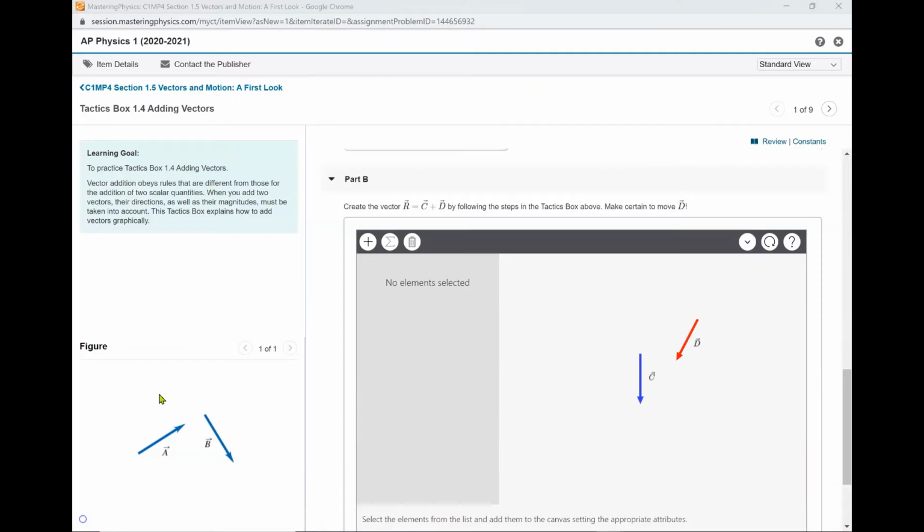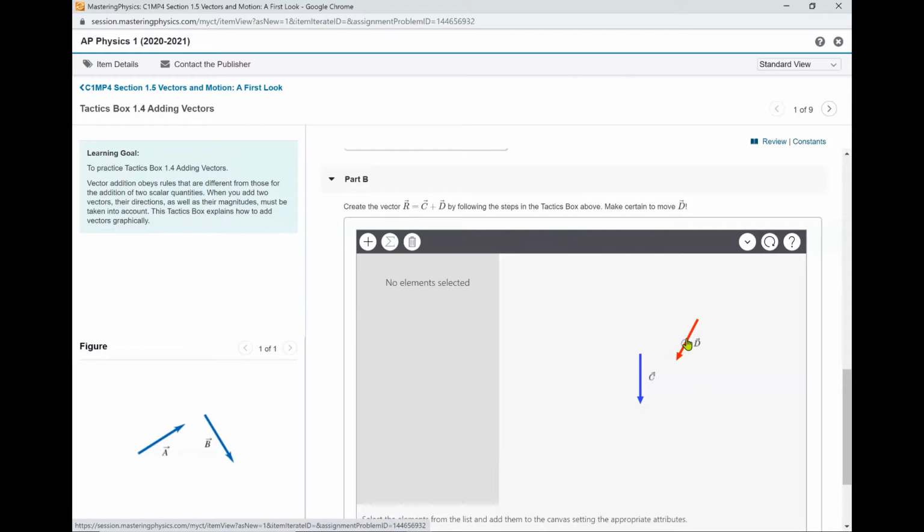Yay! Part B, we're supposed to determine the vector sum. And R is typically the symbol used for the vector sum. It's the resultant. That's where the R comes from. Resultant just means the vector sum of vector C plus vector D. And it says make sure to move D. So we're going to move D.